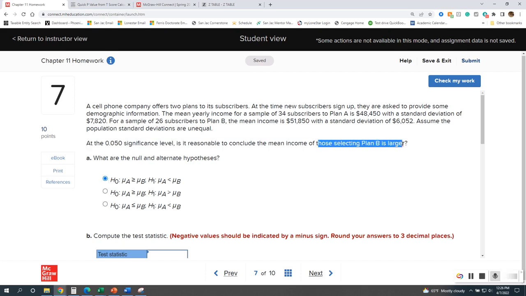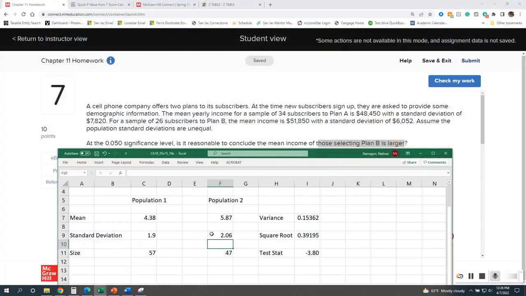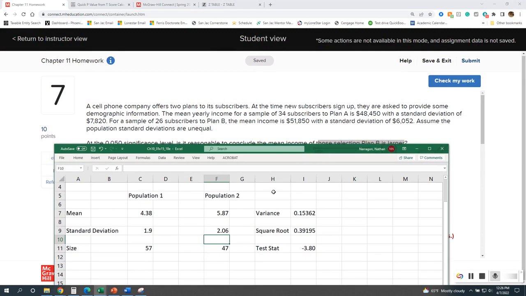So they're looking at selected plan B is larger than select A, so it has to be greater than. And that is indeed what the alternative says. Nice. Alright, so we know it's unequal. So we have to go to our Excel.